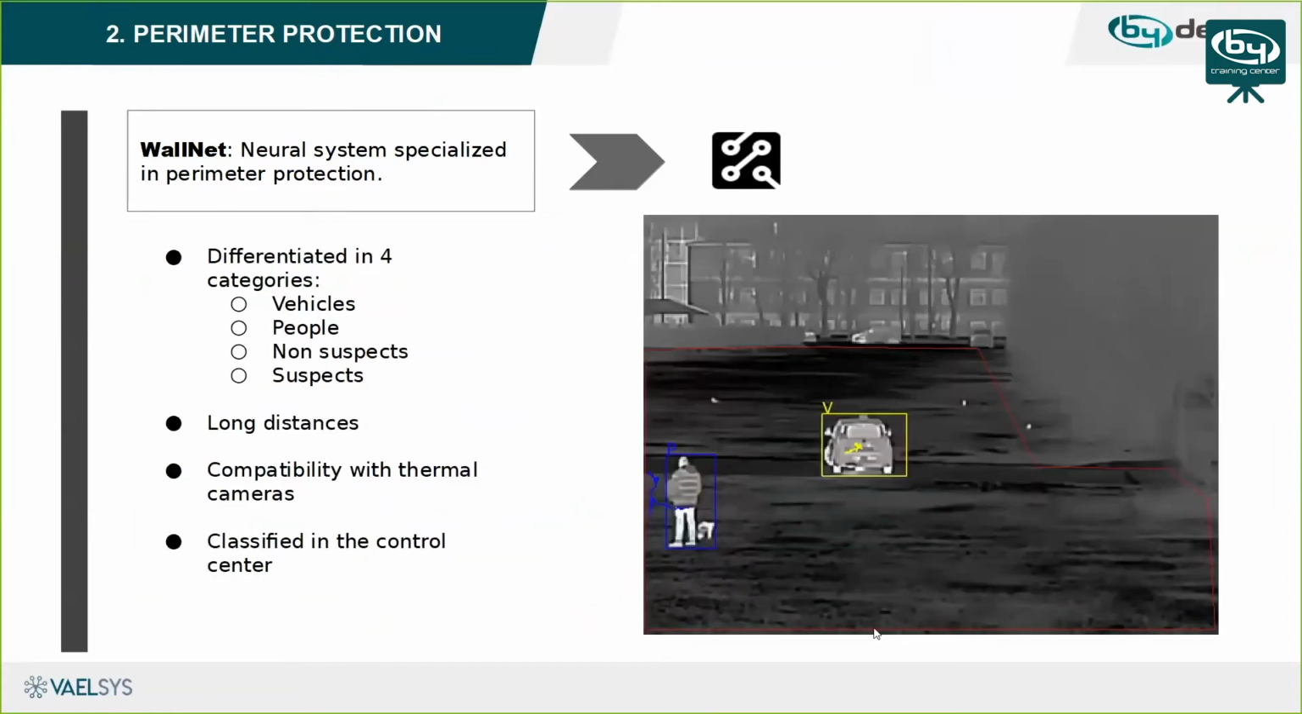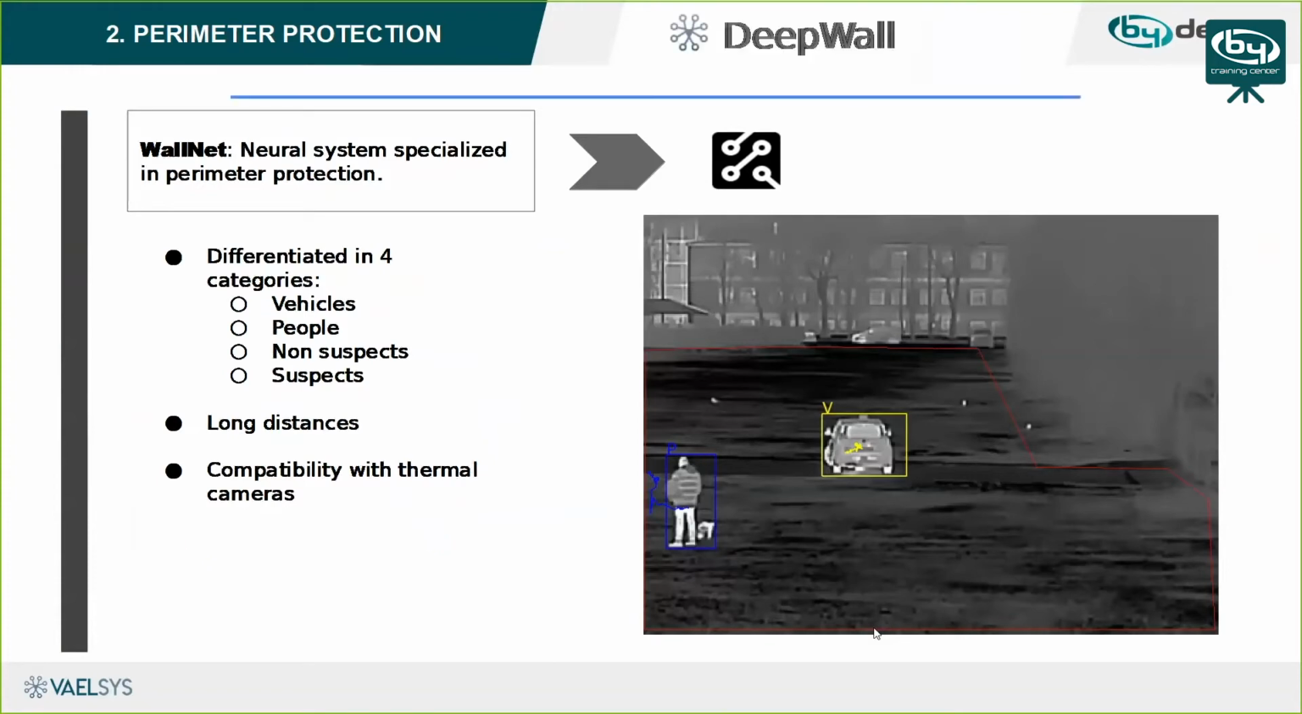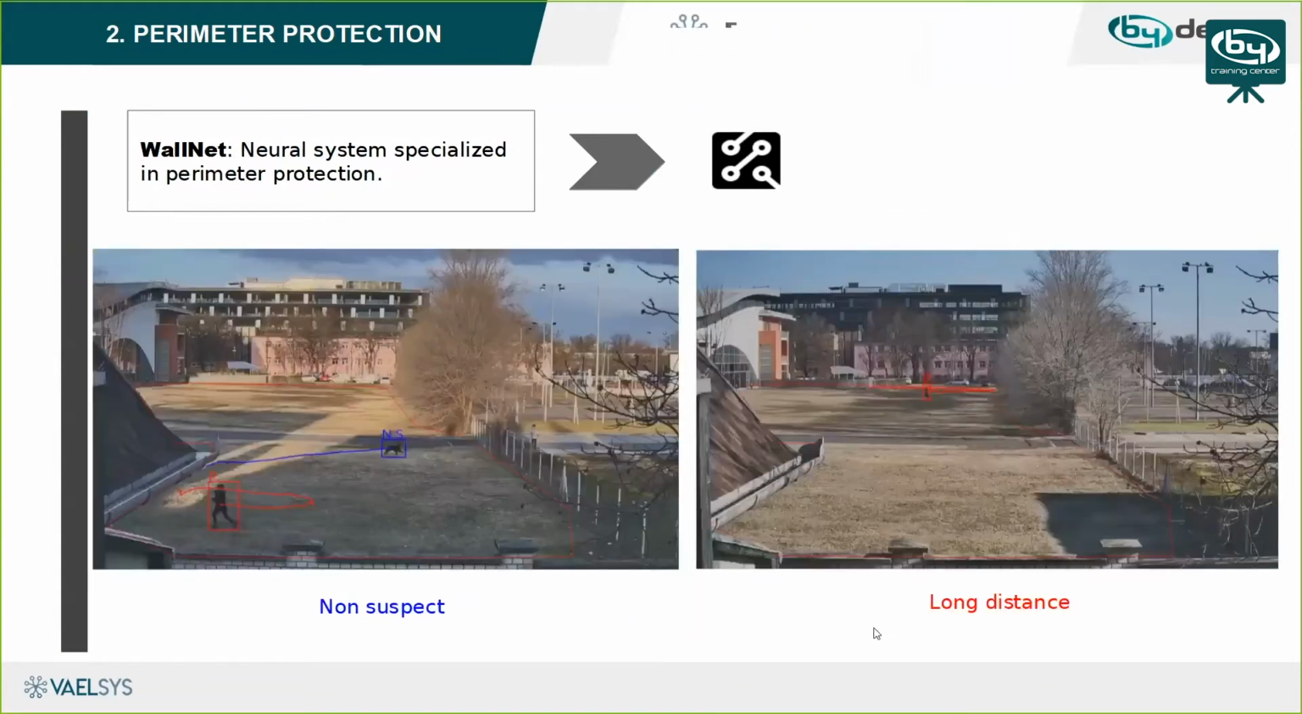So it's basically differentiated in 4 categories. We got vehicles, people, non-suspects, and suspects. It works over long distances. There's a compatibility with thermal cameras, and all the events can be classified in the control centers. On these couple of screenshots here, we can see the example of this Walnet.